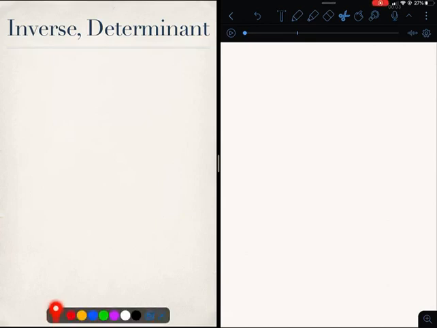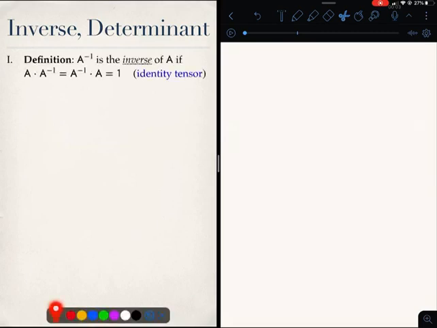Before we move on to discussing the rotation tensor, it is important to discuss two operations on tensors which we have so far ignored. Those are the inverse of a tensor and the determinant of a tensor. As you may guess, these definitions will carry forward more or less as they were in the case of matrices. So here is a definition for the inverse of a tensor.